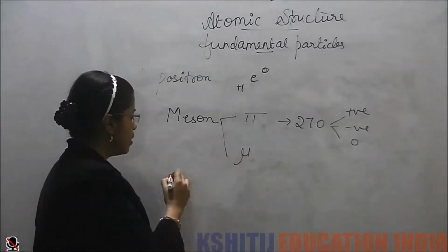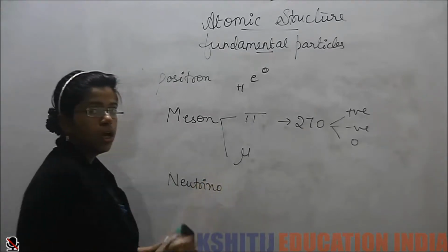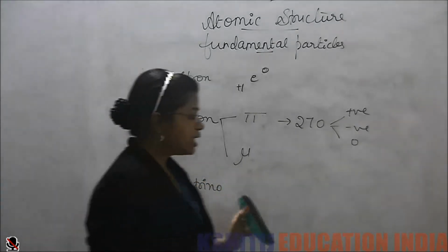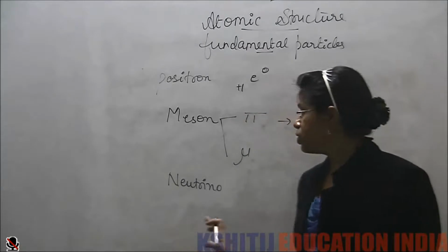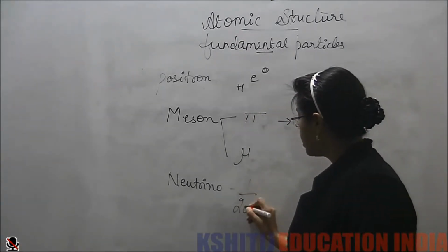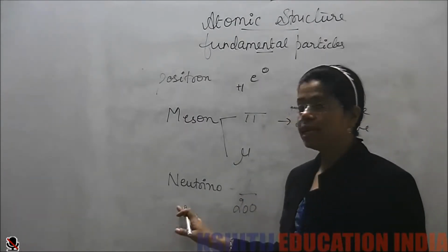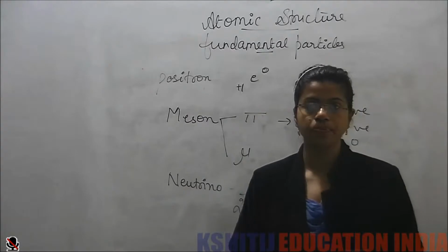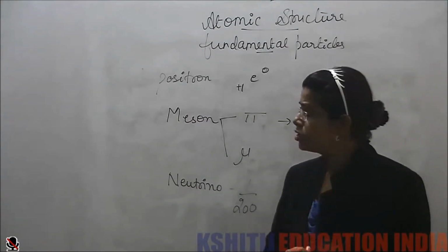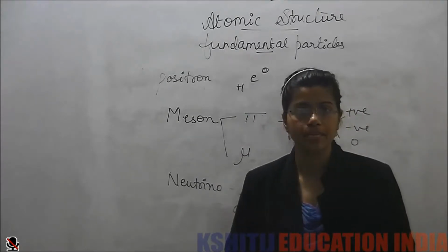The third fundamental particle is your neutrino. Now this neutrino, as the name suggests, shows similarity to your neutron. It has a mass equal to 1 upon 200 times that of a neutron, and again it will be neutral in nature. Okay? So these are some of the fundamental particles which are found in different atoms.